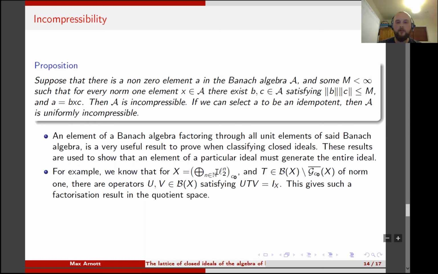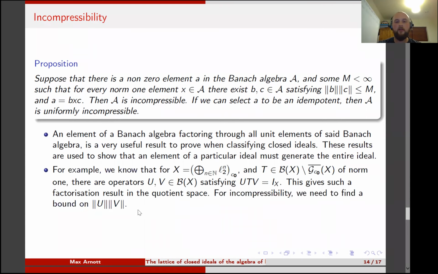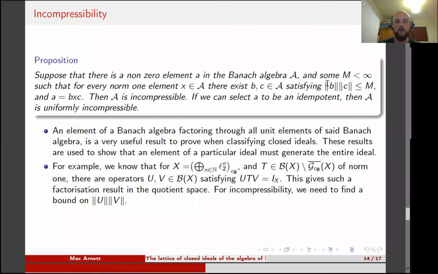So what we have to do to prove incompressibility then is find the upper bound on the norm of U times the norm of V. I will add that this proposition gives an easy way of showing that the entire space of bounded operators itself has to be incompressible, in fact, uniformly incompressible, or any subalgebra of it which contains the finite rank operators. And that's because you can just get everything to factor through a norm 1, rank 1 operator. And it's quite trivial to do that in a bounded way like this.